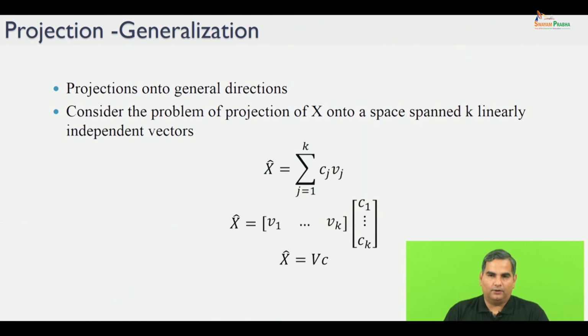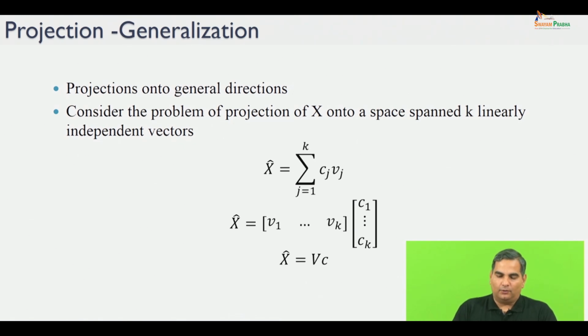Now, we talked about projecting onto a certain number of directions, and we also talked about projections when these directions are orthogonal. I am going to generalize this in the coming slides, so that we have a result that is general and can be used in many places. So, I am going to look at how we can project these vectors onto general directions. So, let us consider the problem of projection of x onto a space spanned by k linearly independent vectors. Now, I have dropped this notion of orthogonal here. I am simply saying these vectors are independent.